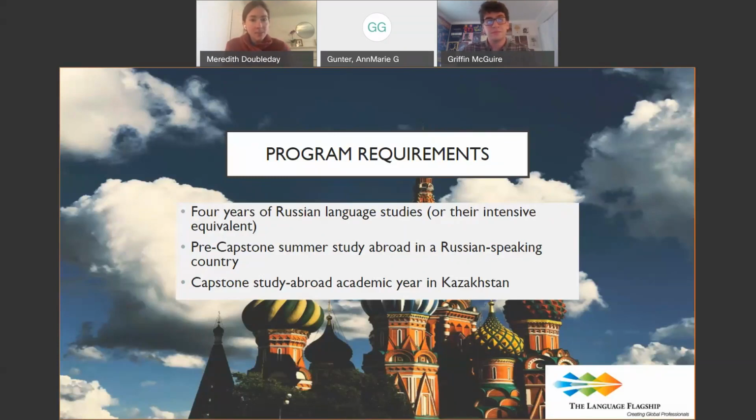All of this prepares for the capstone study abroad academic year in Kazakhstan, which Griffin is going to talk more about. But as you can see, again, I want to highlight the fact that these are the requirements of the program. It doesn't seem like much. It is, because you have to be quite dedicated to maintaining those proficiency goals, and we have a lot of support and resources in place to help with that.